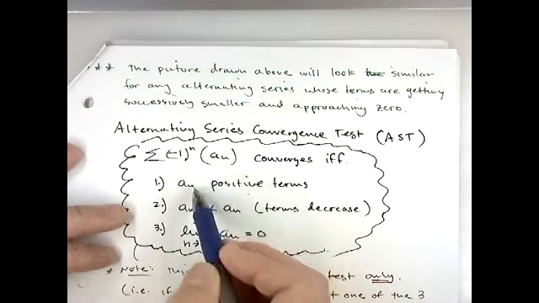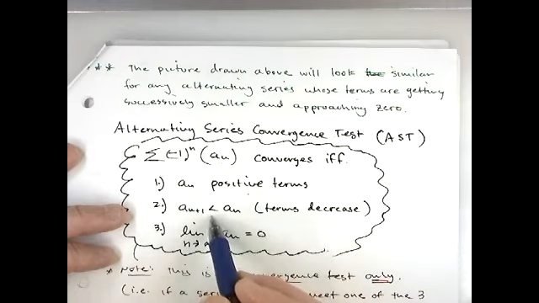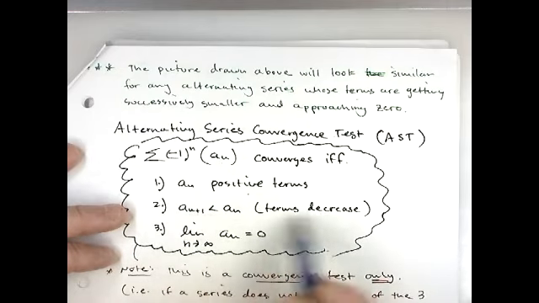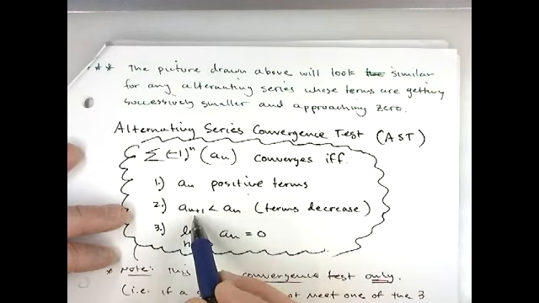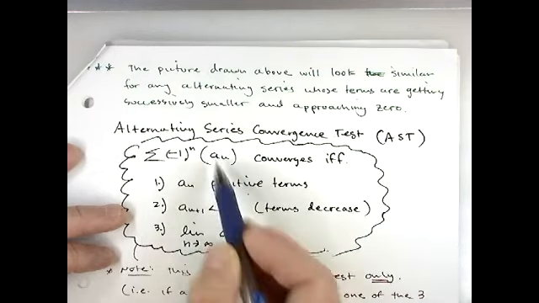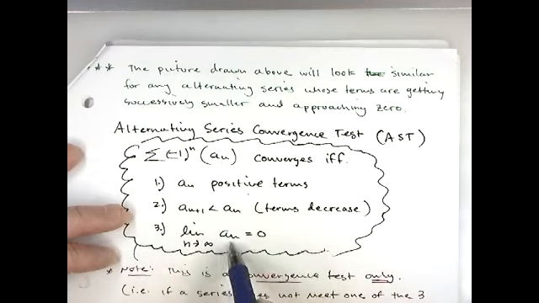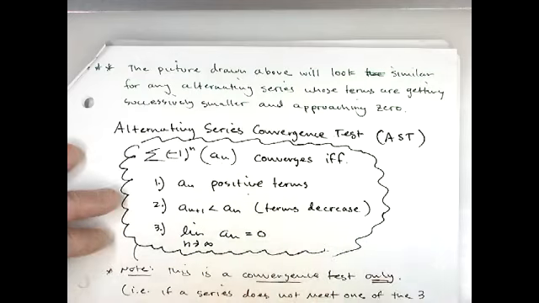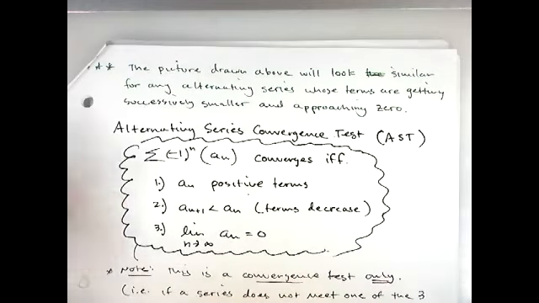So as long as this is generating positive terms, the terms decrease. Another way of saying that is the next term is less than the previous term. And as long as the limit, as n goes to infinity, of just this part, A sub n, equals 0, we can conclude that our series converges.